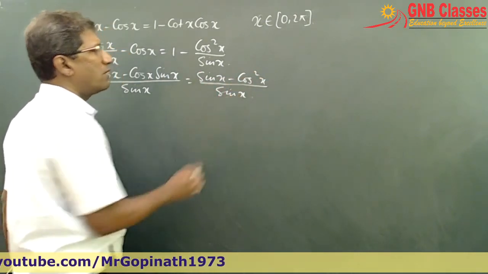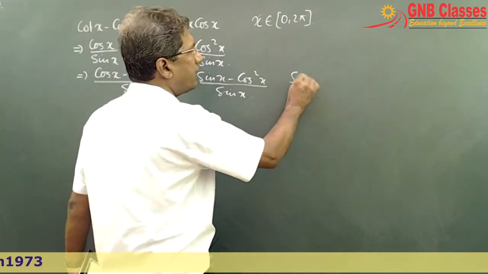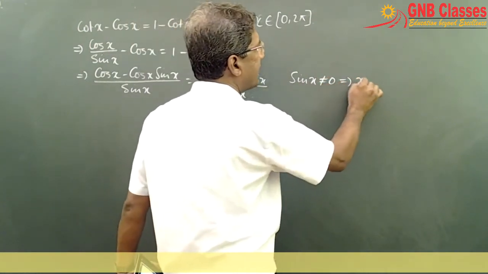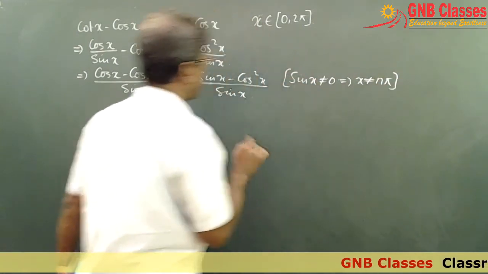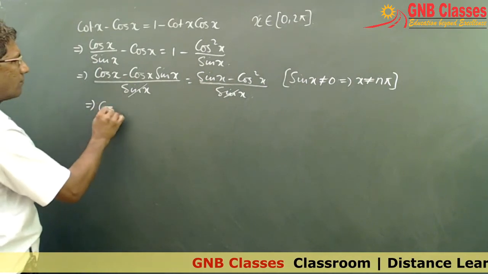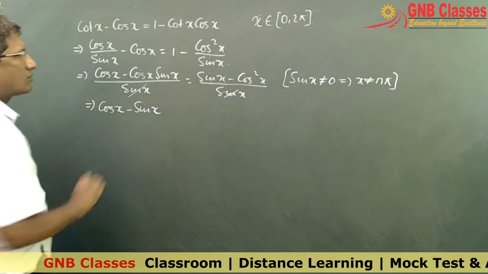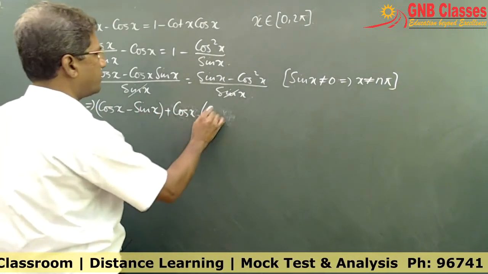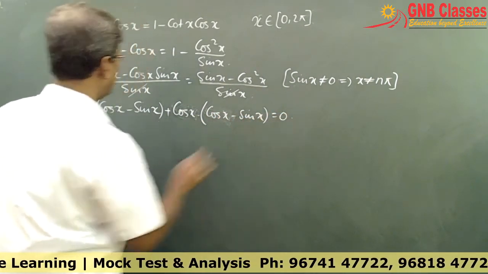now in this part we must remember that since sin x is in the denominator, your sin x cannot be equals to 0. That implies your x cannot be equals to n pi. So be careful about it. So now I'm cancelling this. So what we are getting? I'm taking everything in the left hand side. Sin x plus cos x common. So we are getting cos x minus sin x, which is equal to 0.